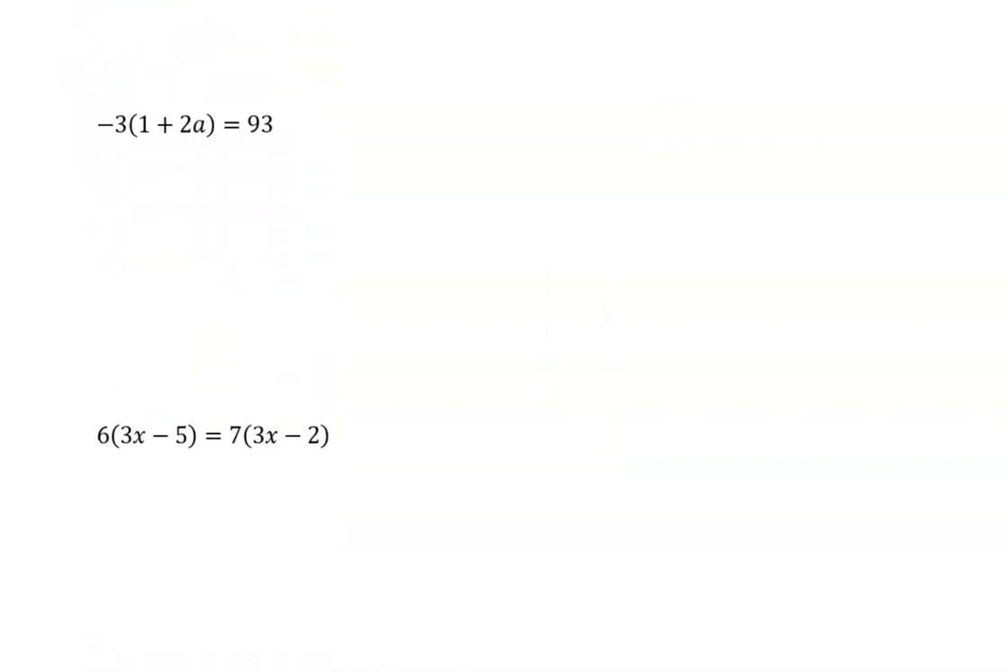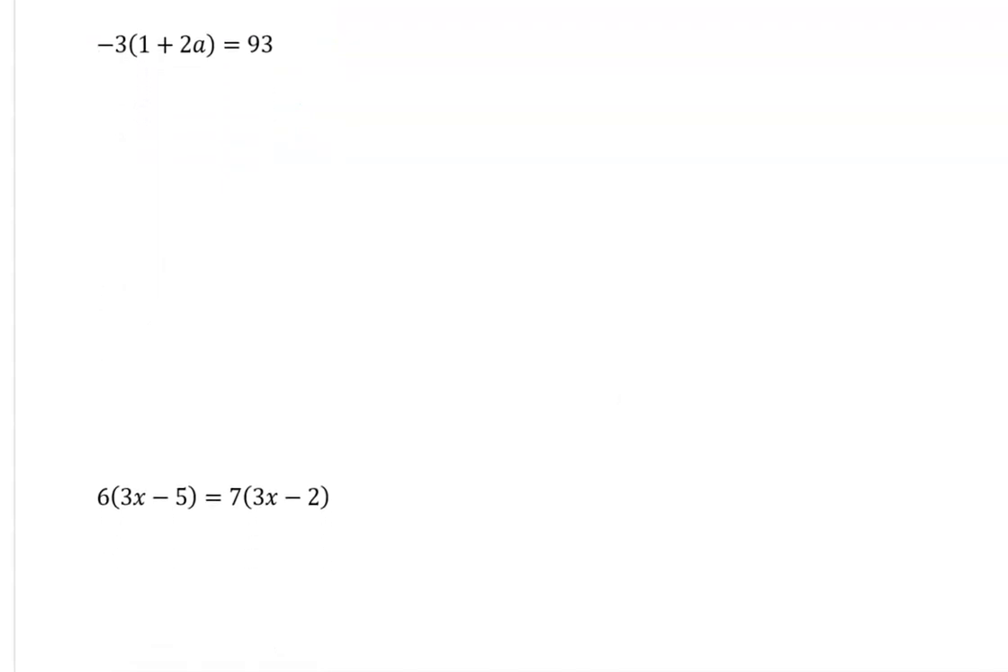All right, number 2. This time I have a negative 3 out the front. I'm just going to multiply by a negative 3. Other than that, the process is the same. We need to get rid of the brackets first. So let's go minus 3 times 1 and minus 3 times 2a. Well, minus 3 times 1 is minus 3. Minus 3 times 2a is minus 6a. And that is equal to 93.